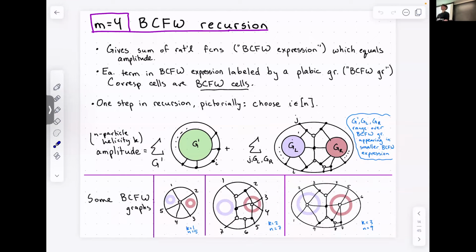Okay, so that's the BCFW recursion interpreted purely pictorially. At the bottom, it will give you an expression where every term is indexed by graphs. And that means that each BCFW expression also picks out for you some positroid cells, which I'm going to call BCFW cells.